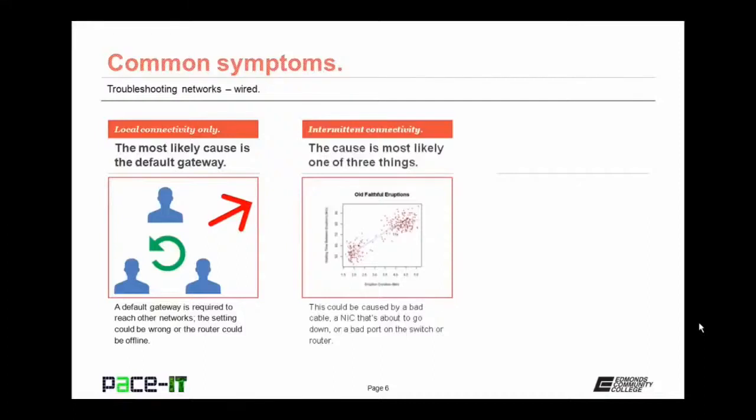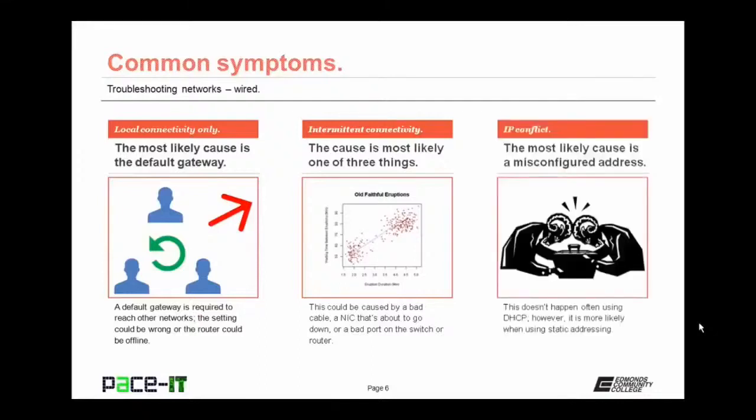If you're experiencing intermittent connectivity, well, then the most likely cause, again, this is a depends. It could be a bad cable, one that has a short in it. It could be a NIC that is about to go down or fail, or it could be a bad port on the switch or router. You're going to need to do a little bit more testing to determine the probable cause.